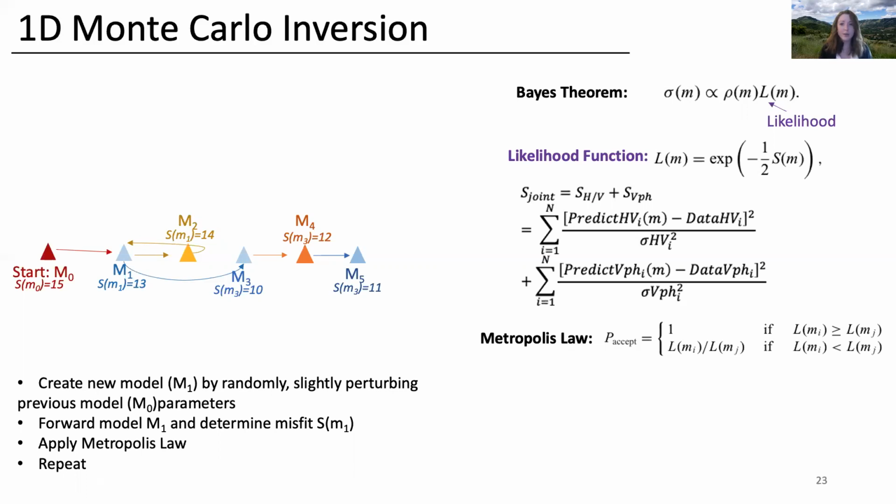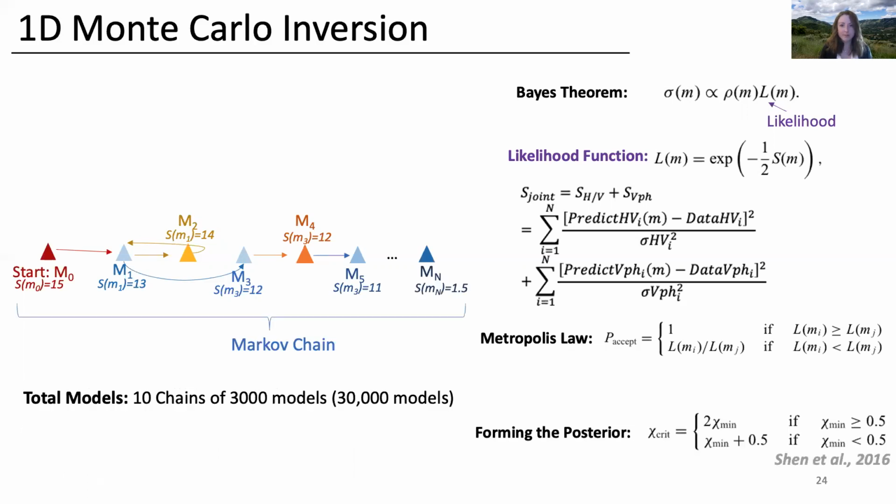In this case, we slightly perturb M4's parameters to obtain model M5. We repeat this process over and over, and the set of models produced forms the Markov chain. For our 1D Markov chain Monte Carlo inversion, we create 10 Markov chains, each starting from our initial model and exploring 3,000 models, walking through the model space following the Metropolis algorithm. This gives a total of 30,000 models.